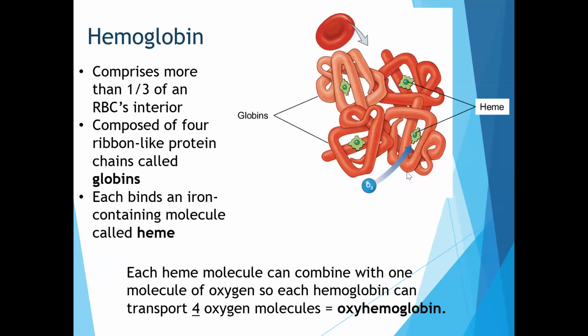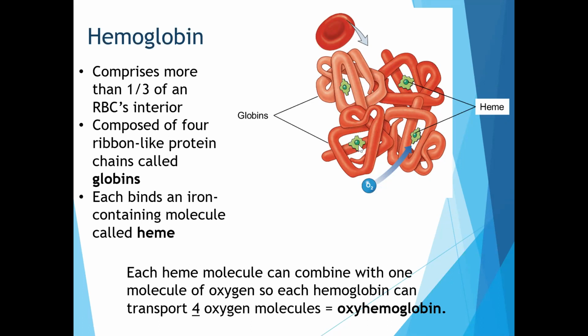All right, so this molecule here is really a zoom in into our red blood cell. This is known as hemoglobin. So this is a relatively large molecule. It takes up 1/3 of our red blood cell's interior. It has 4 different proteins that all come together, and these 4 protein balls are known as globins.